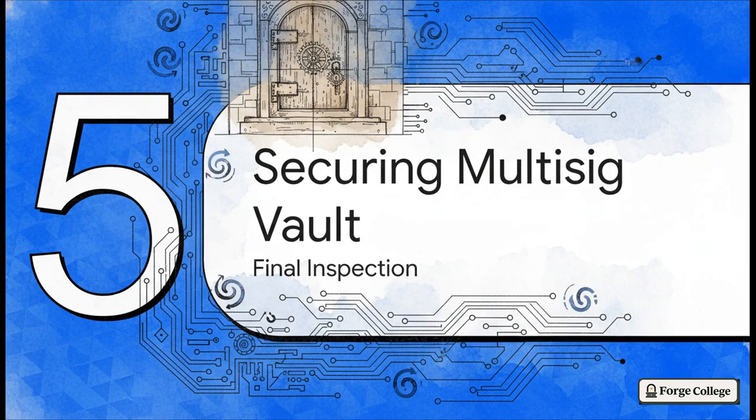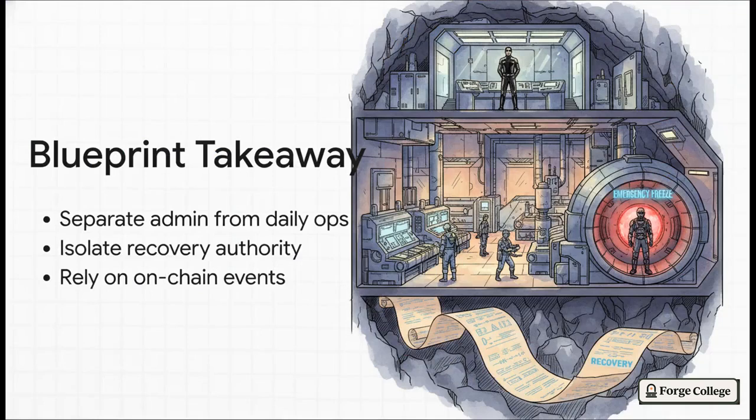And finally, Section 5, Securing the Multisig Vault, Final Inspection. All right, we've drafted the schematics, we've written the code, and we've stress-tested the revocation flows. Let's quickly summarize the key takeaways from today's explainer. First, always separate your high-privilege admins from your daily operational roles. Second, isolate your recovery authority so you can quickly freeze compromised accounts, but without actually giving that recovery team the power to drain the vault themselves. And third, rely on transparent on-chain events so you have a perfectly auditable trail.